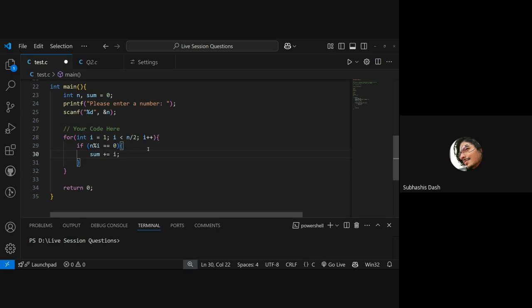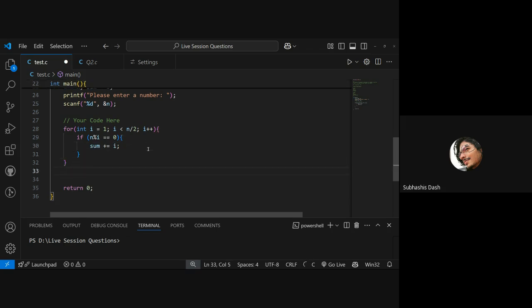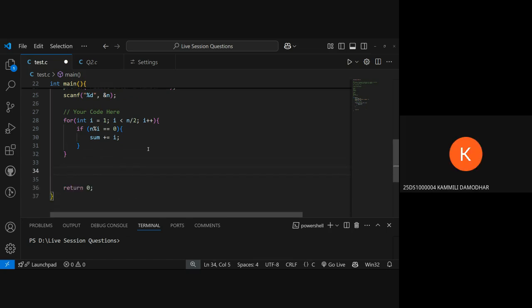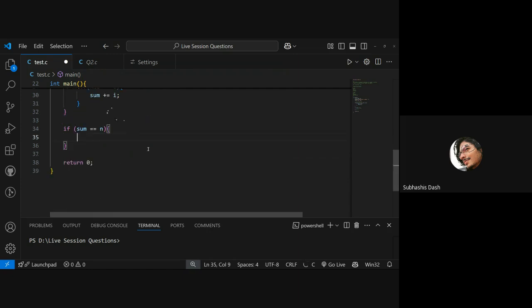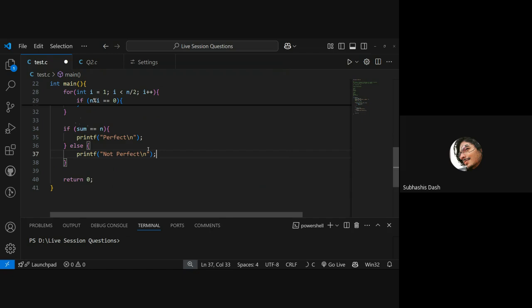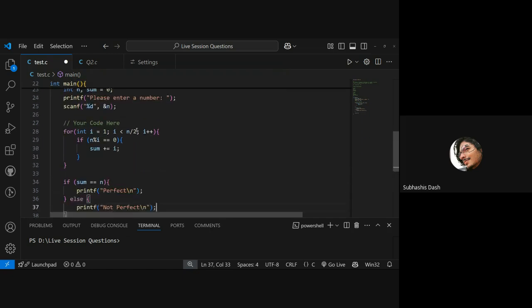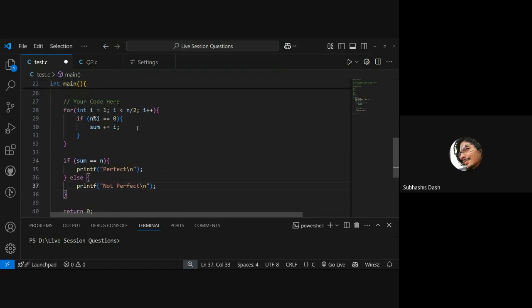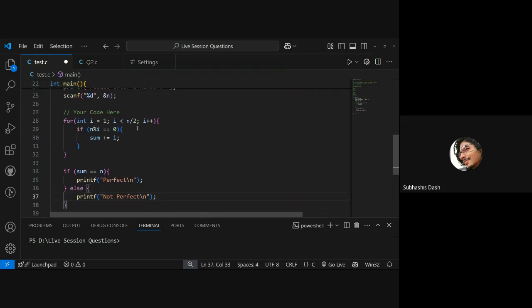That is correct. So after this for loop, what do we have to do? We just simply check again whether the sum value is equal to the previous number. If sum equals n, you're telling? If sum equals n, after that it's just printing like that. So yeah, that's essentially the code that we have written over here. So did you guys get what we did? Yes.